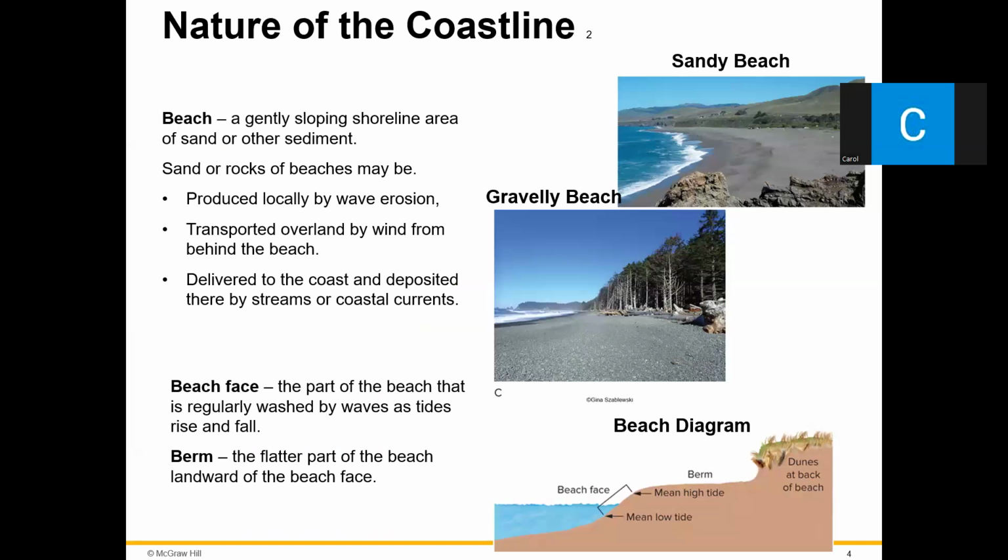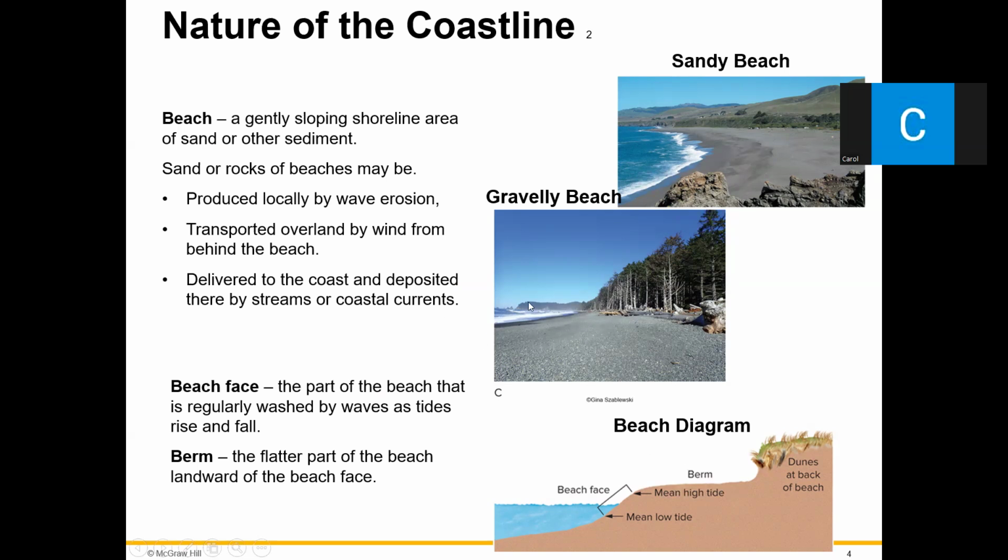Beaches, when we think coast, we think beaches. And so here are our beaches. We have the berm section of the beach, which is this flat area, and then the beach face, where it slopes and where it's hit by the waves. We can have sandy, rocky, or gravelly beaches. The difference here really is because of the energy in the waves.